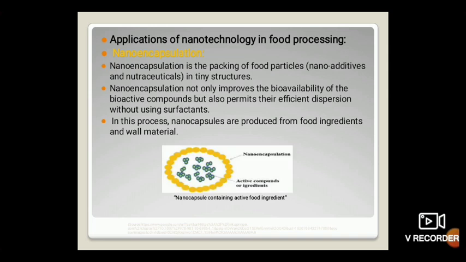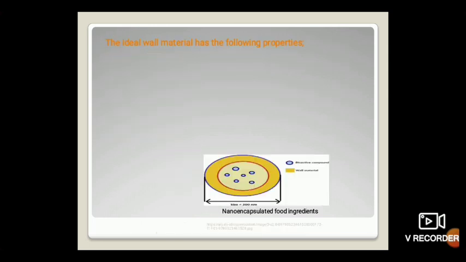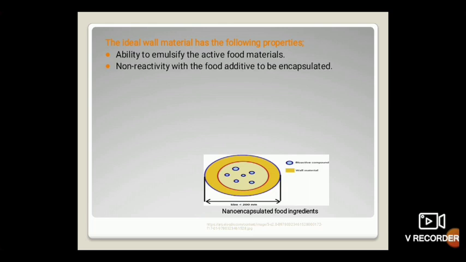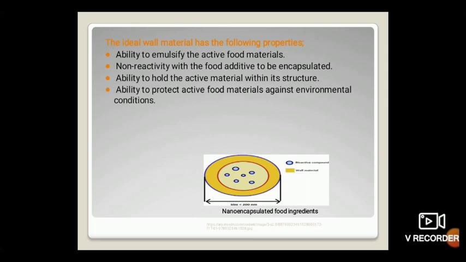In this diagram we can see the structure of a nanocapsule in which active food ingredients are represented as tiny green structures, while the wall material is represented with the yellow color. Wall material has the following properties: the ability to emulsify the food materials, non-reactivity with the food additive to be encapsulated, ability to hold the active material within its structure, ability to protect food materials against environmental conditions, and solubility in water and ethanol.